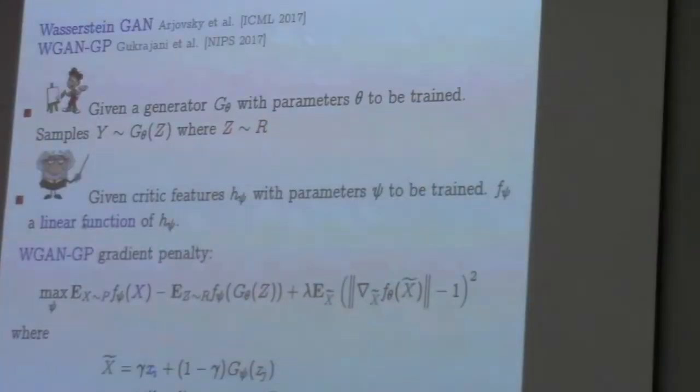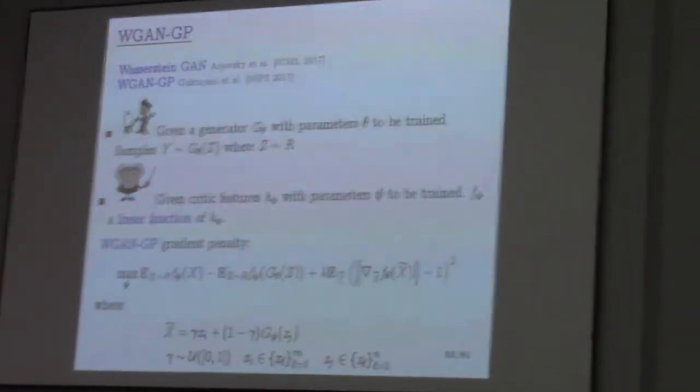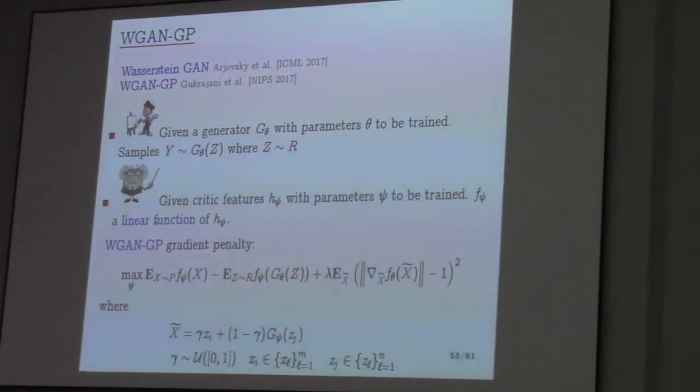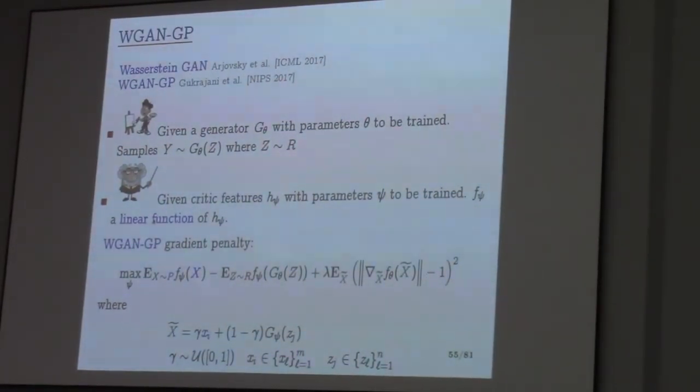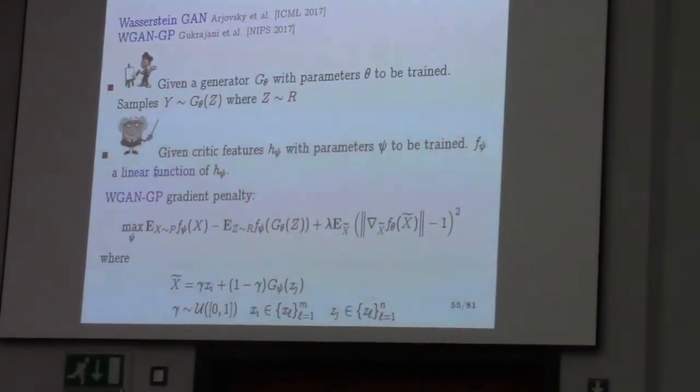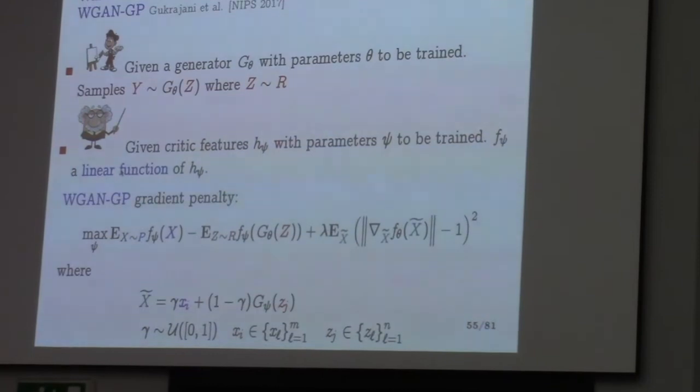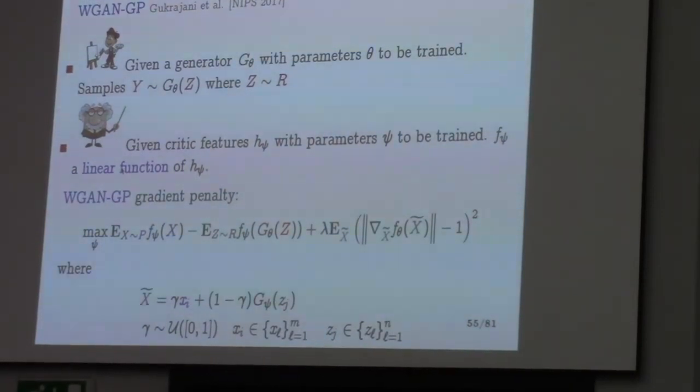Okay, so this now becomes a little bit notational, but it's actually quite simple. What these papers do is they say, well, I will take a linear function of my critic neural network parameters. I will maximize the difference in expectation of this linear function of my critic parameters. Plus, I will have another constraint. What does that constraint say? That constraint says that on points that are between my real and my fake images, I want my gradient to be close to 1 in norm.